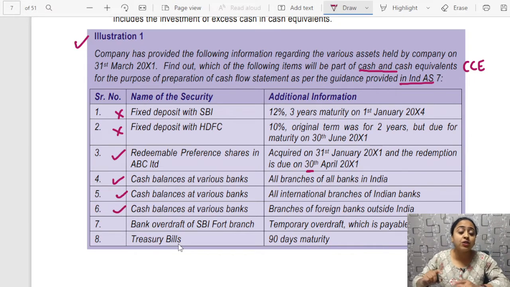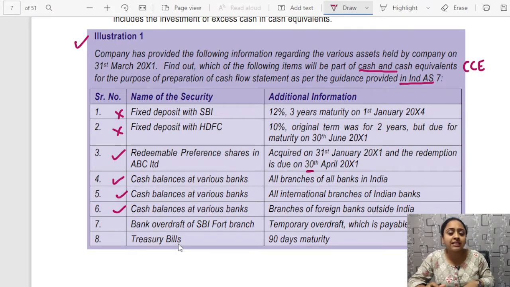Bank overdraft, as you know, is normally a financing part, but if it is an integral part of the management, where there are repeatedly negative and positive balances of bank overdraft, and it happens regularly, then it is considered an integral part. Since the question has not mentioned whether such bank overdraft is an integral part of the cash management or not, you can consider it either as financing or as a part of CCE, cash and cash equivalent, but you have to make a note for the same.